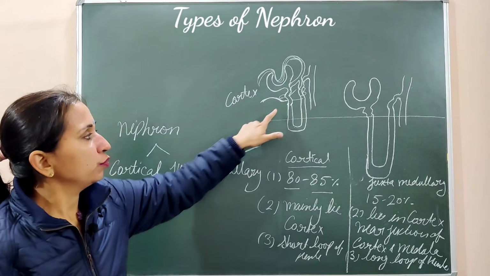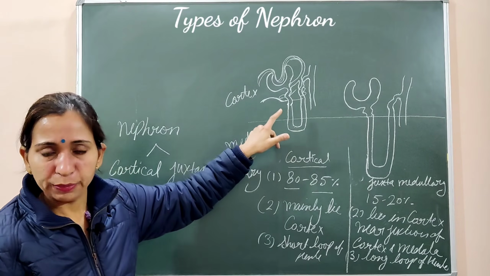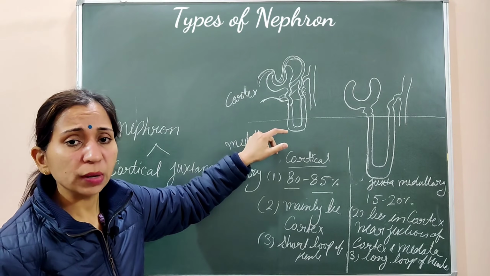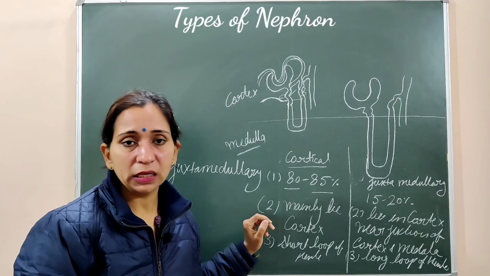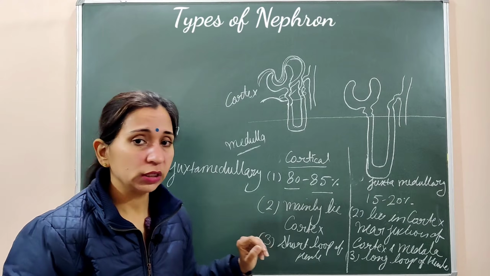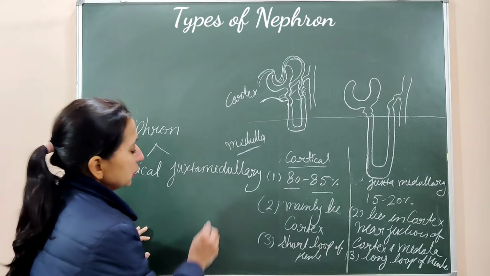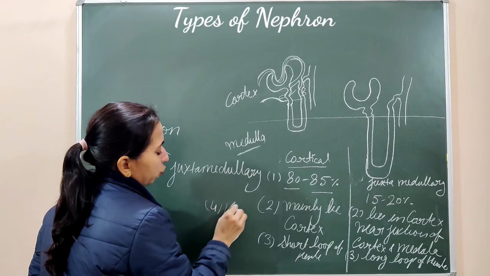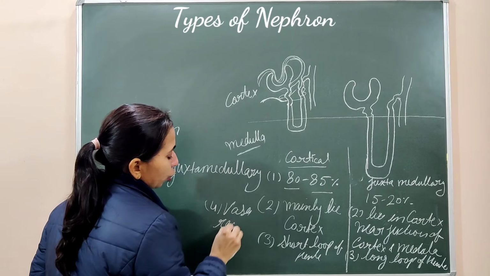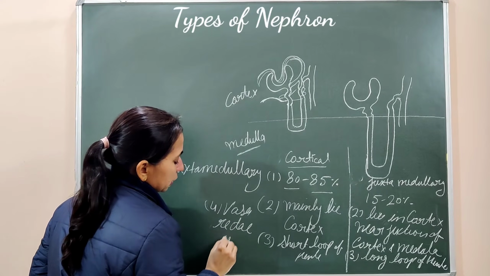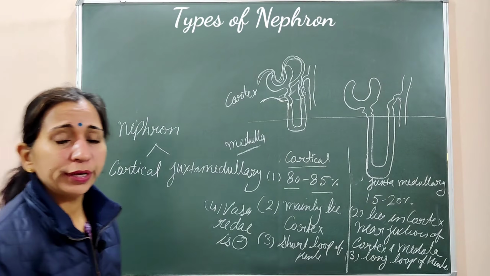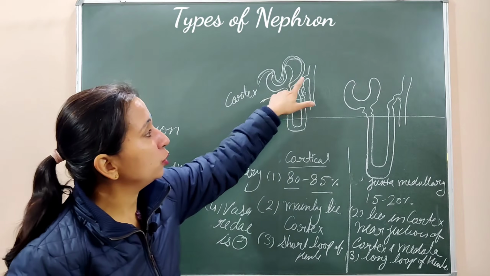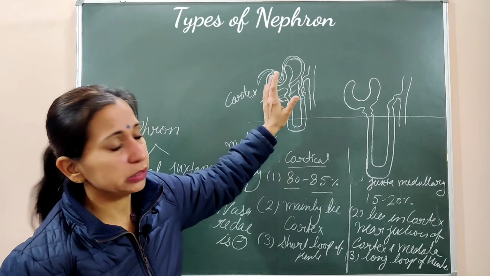So we can say that the network of capillaries which are present around the loop of Henle, जिसे हम vasa recti कहते हैं, it's not present in the cortical nephrons. So fourth difference हम बोल सकते हैं, the fourth difference is the vasa recti or the vasa recta is absent. It's not present here. It's absent in the cortical nephron. Only the peritubular capillaries network is present there.